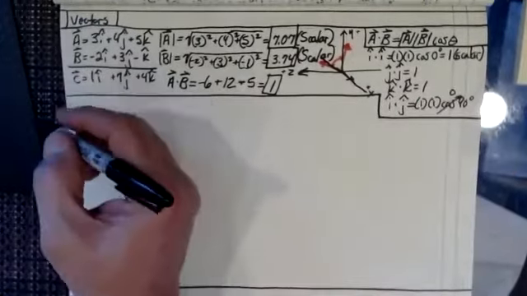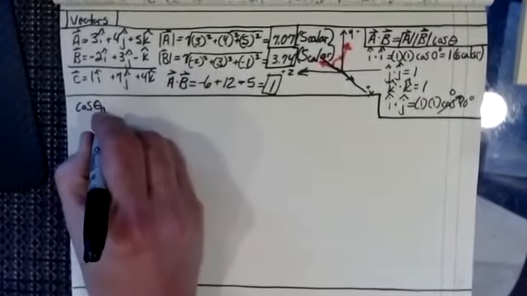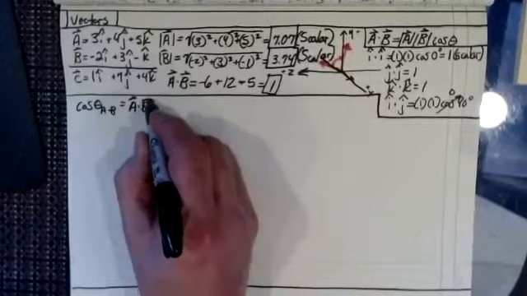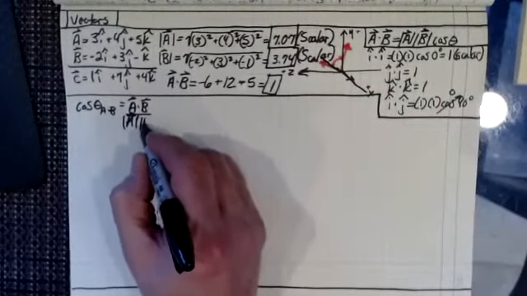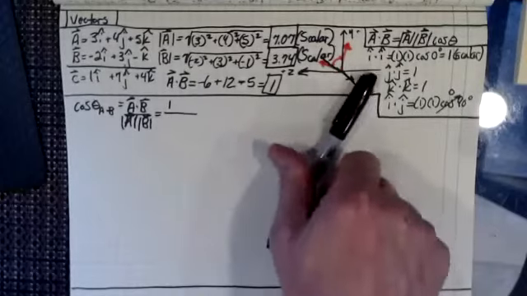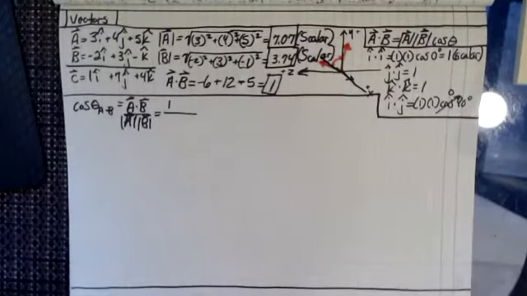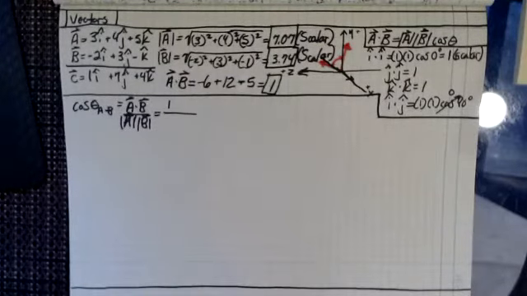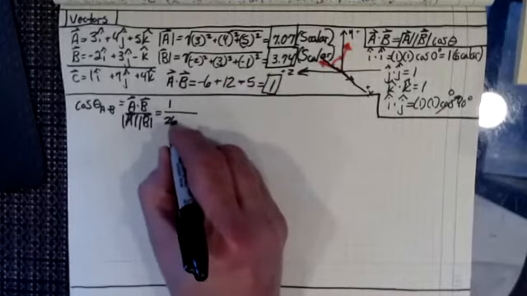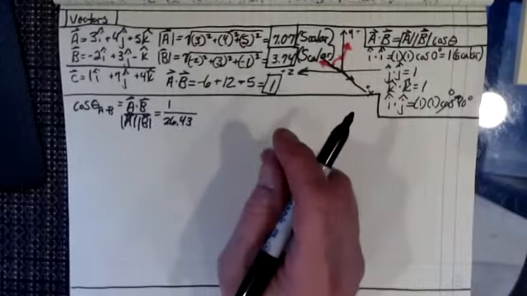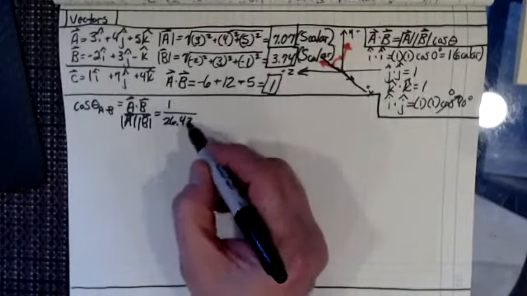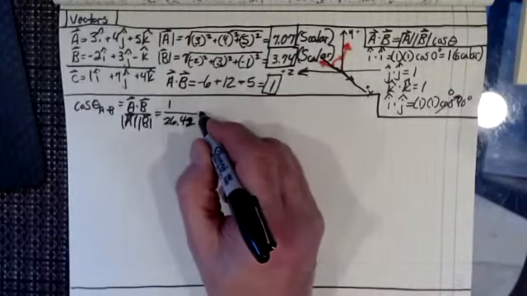So we could say that the cosine of the angle between A and B is going to be equal to A dotted with B divided by the magnitude of A times the magnitude of B. Well, A dotted with B is equal to 1, and 7.07 times 3.74 is 26.43 approximately, something like that. Anyway, so that equals the cosine.